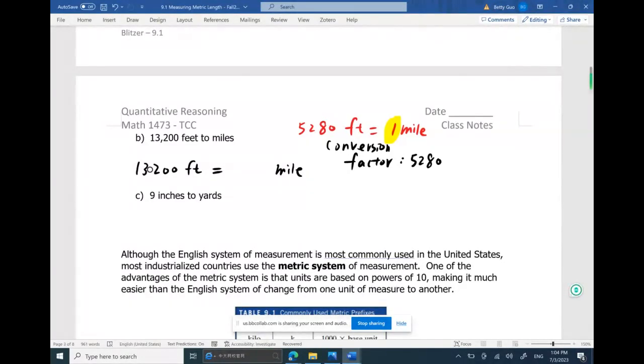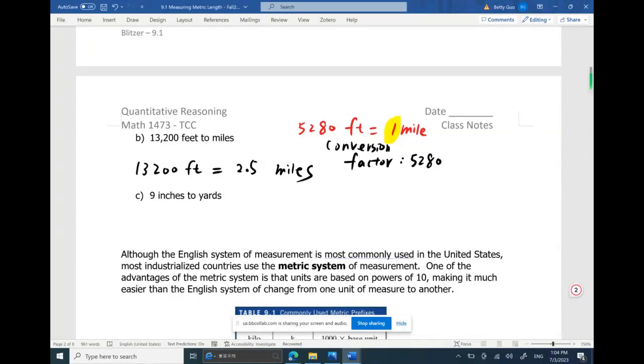So we're going to divide 13,200 by 5,280 because we want to have a smaller number. Okay, we got a smaller number, 2.5. So there are 2.5 miles in 13,200 feet. That makes perfect sense, right? Do you grasp the key of this method? Between the two units you are given, compare which unit is bigger and which unit is smaller. And remember, the number in front of the bigger unit must be smaller. The number in front of the smaller unit must be bigger.